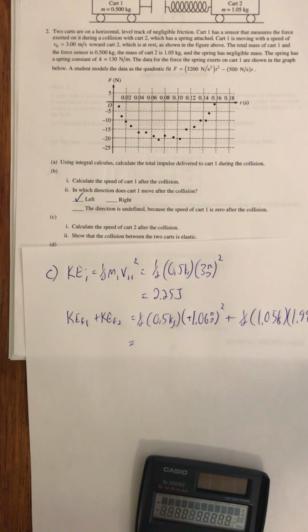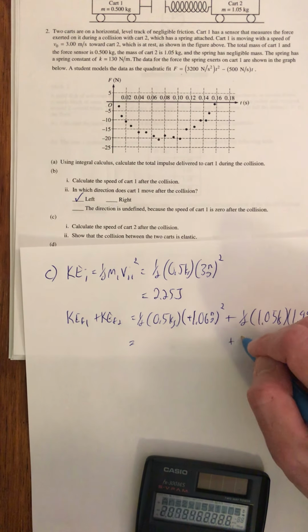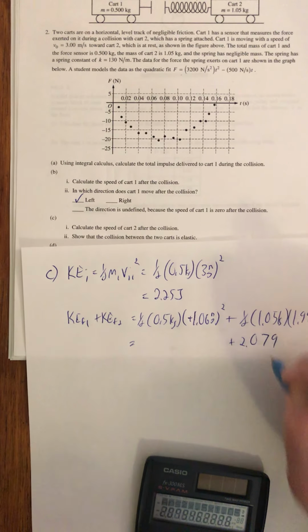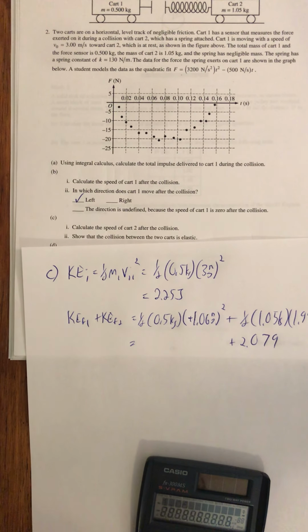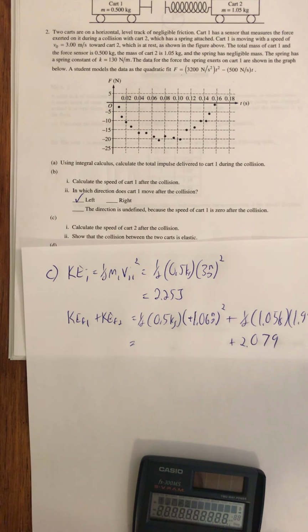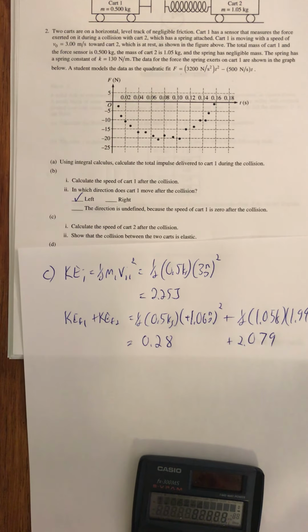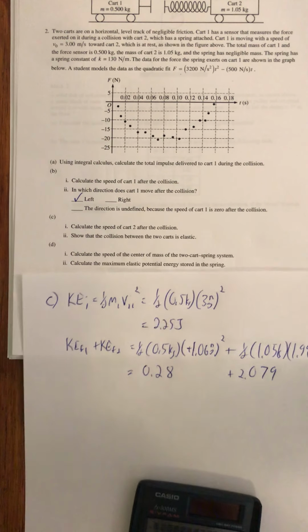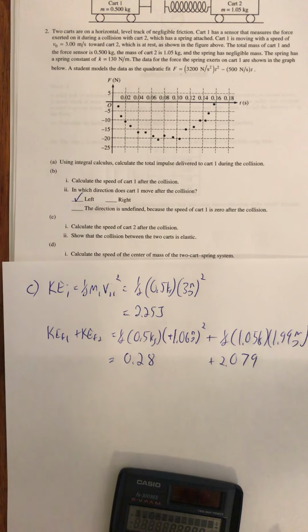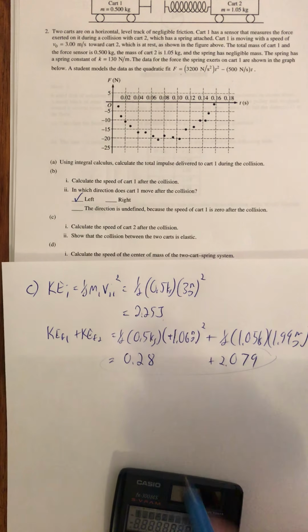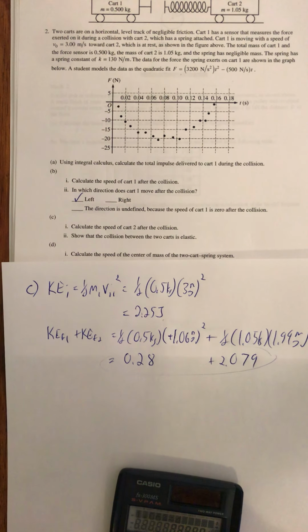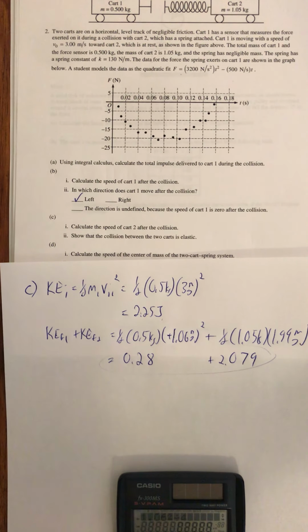Times 0.05, I'm just gonna plus 2.079, 1.06 squared, and I'm getting 0.28. Oh, actually I'm getting a little bit of an overage there, because we should get that the addition of those two is that. Let's see if I made a math error earlier in this extravaganza.